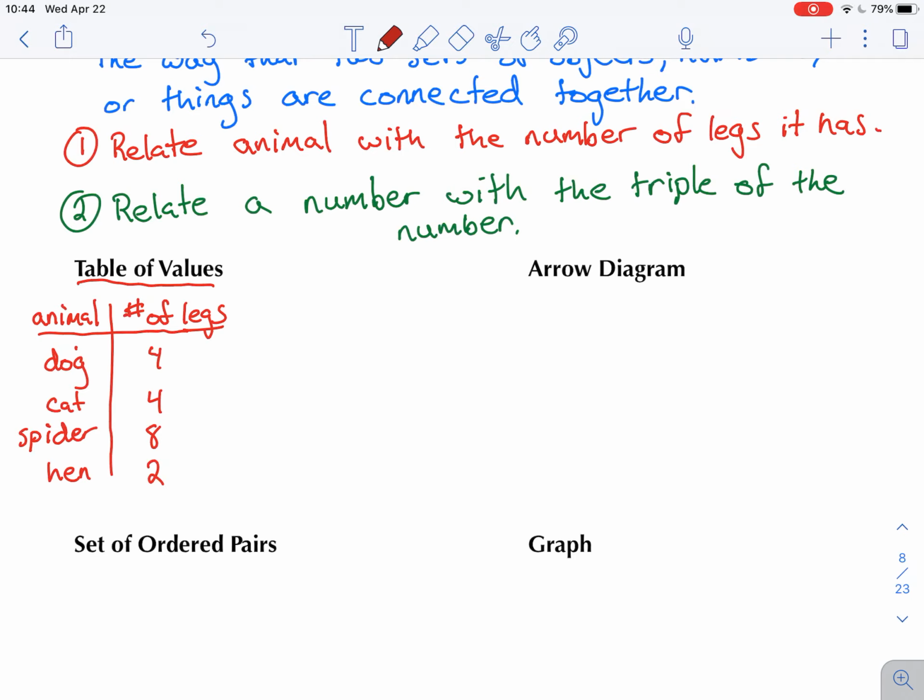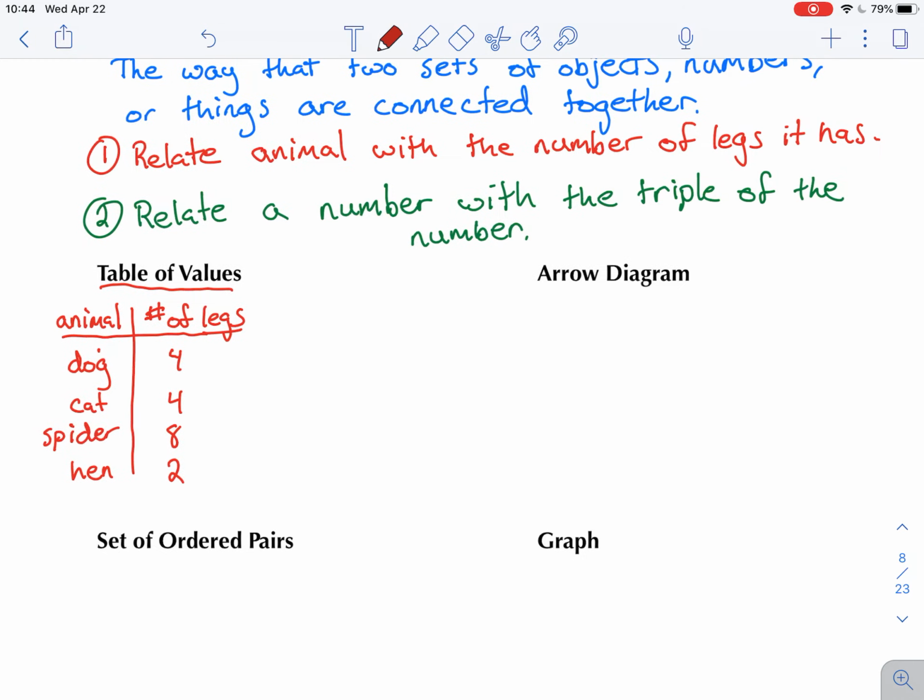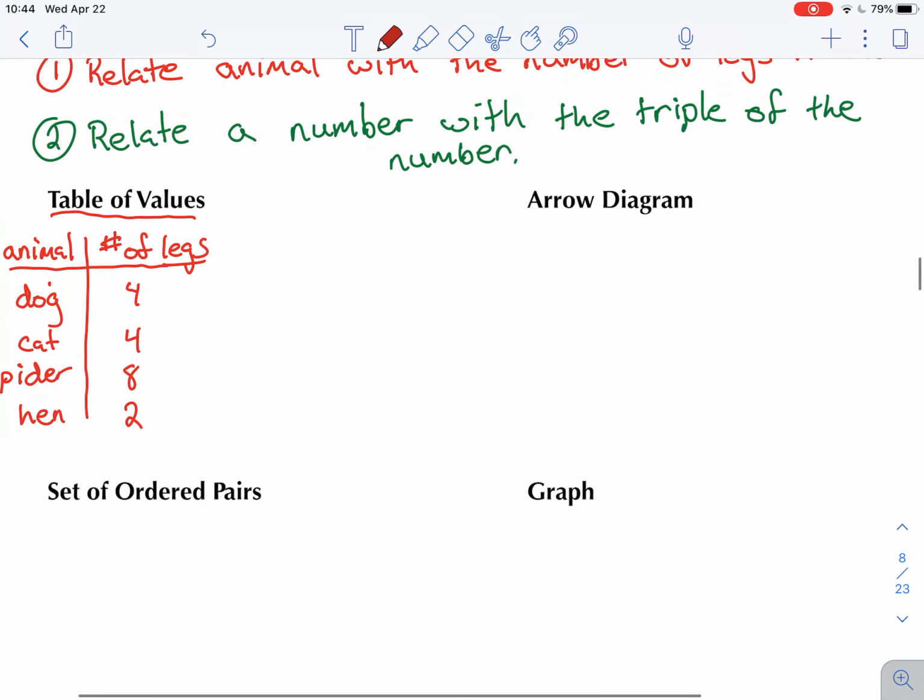Our domain values are on the left side of the table, and our range values are on the right. We choose the domain values, and then we get our range values from the domain. So we choose the animal dog, and then our relation tells us that the dog has to relate to the number 4, because that's how many legs it has. So that is a table of values.